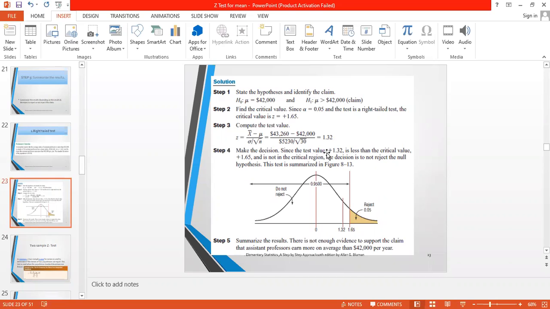Since the test value, which is plus 1.32, is less than our critical value, which is plus 1.65, it is not in the critical region. So our decision is to not reject the null hypothesis. When we summarize our result, there is not enough evidence to support the claim that the assistant professor salary is more than an average of $42,000 per year. So we cannot reject our null hypothesis.